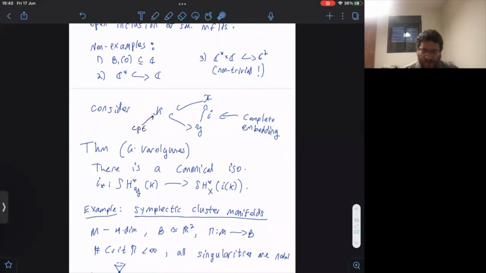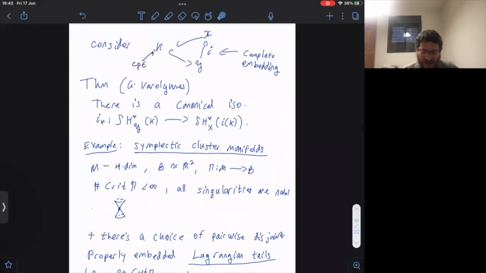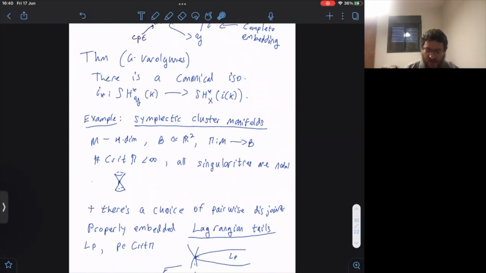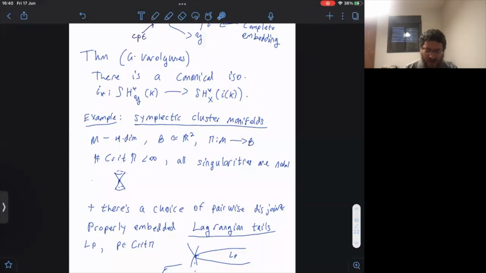Okay. So an example of how this is used. Now I've formulated something about geometrically bounded manifolds, but I want to say something specific to integrable systems. There's a class of examples called symplectic cluster manifolds. So what is a symplectic cluster manifold? The setup is as follows.